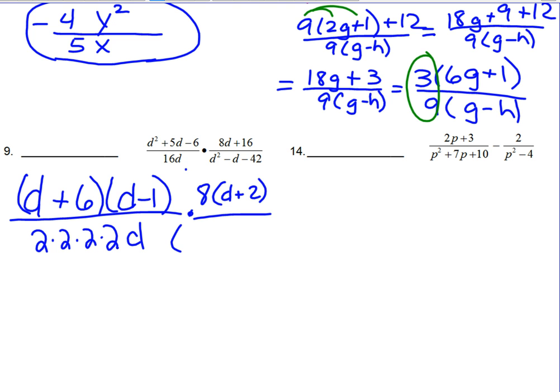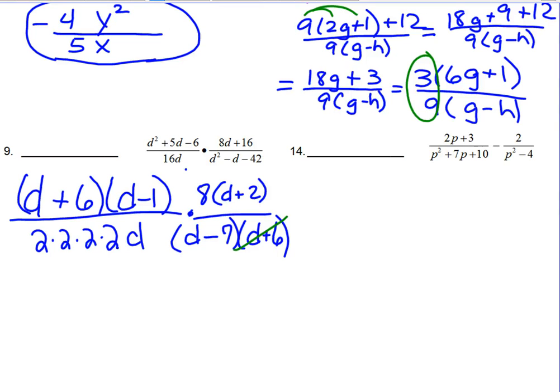Denominator, d minus 7, d plus 6. So it's a lot about factoring. Now, it's about reducing. You can reduce if it's in the same one or if it's in opposite. So let's see, what can I reduce?